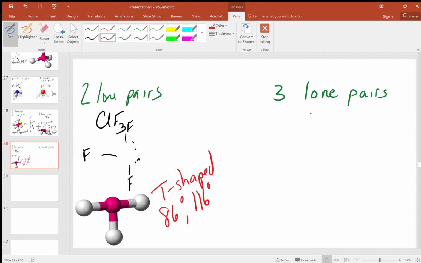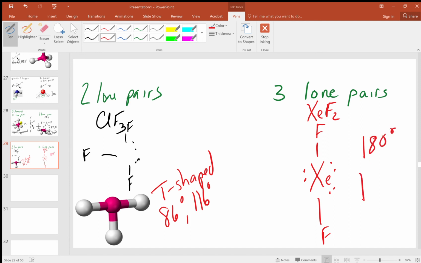Finally, three lone pairs might include a molecule such as xenon difluoride. Now all three sites around the center are occupied by lone pairs. And so as you can see fairly clearly from this drawing, the fluorines are now 180 degrees apart, and this is linear.